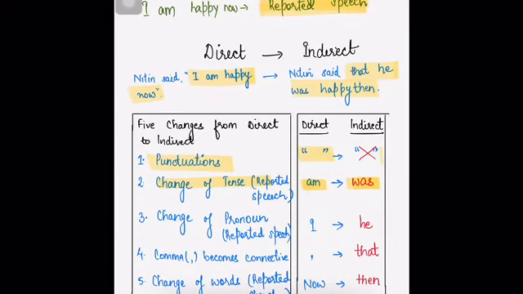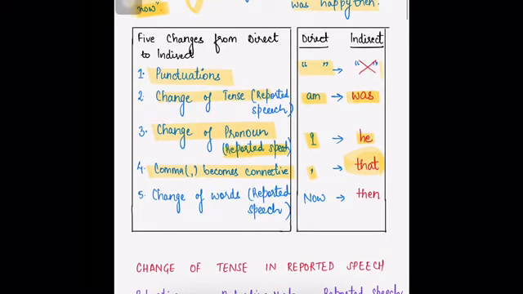Coming over to the next change, there is this change of pronoun. This change of pronoun will take place in the reported speech, that is whatever is inside the quotation marks. So I here is becoming he. Coming over to the next change, comma becomes connective. So instead of comma, what we're using is that. Next change is the change of the words. So you can see that now has changed into then. In this reported speech, there will be certain words which will be changed, and now is changed into then.